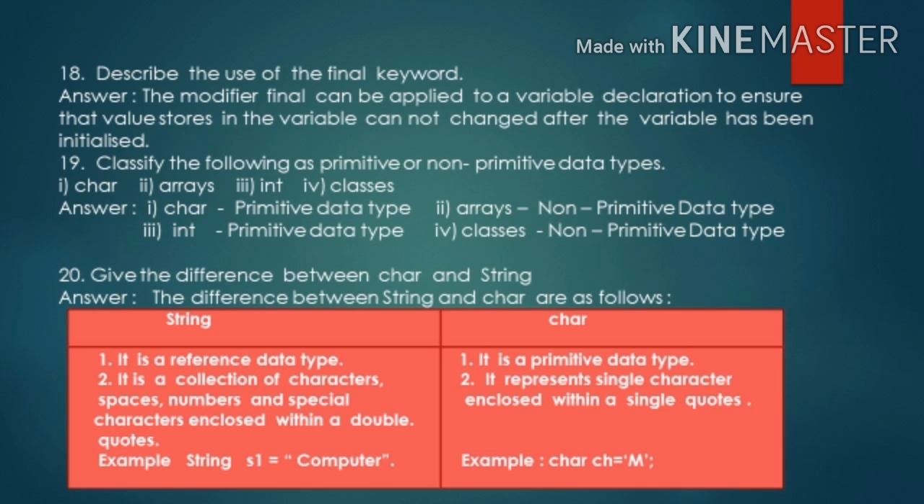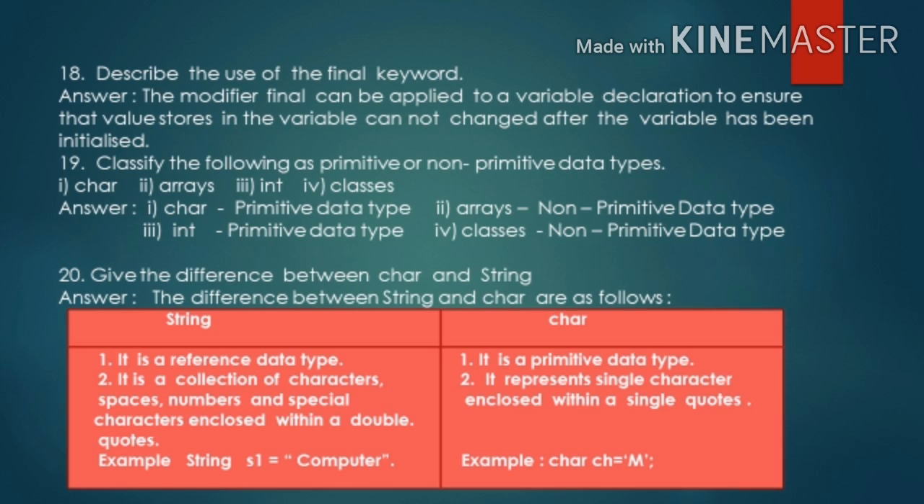Question number 20. Give the difference between char and string. The differences between string and char are as follows. String, it is a reference data type. Char, it is a primitive data type. String. Number 2, it is a collection of characters, spaces, numbers and special characters enclosed within double quotes. Char. Number 2 point, it represents a single character enclosed within single quotes.